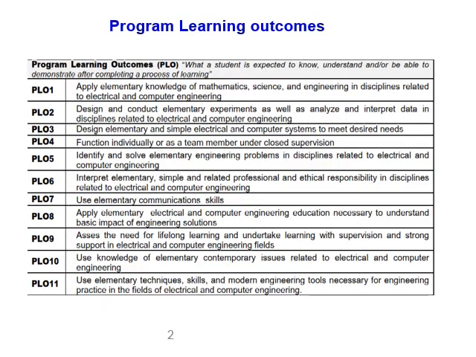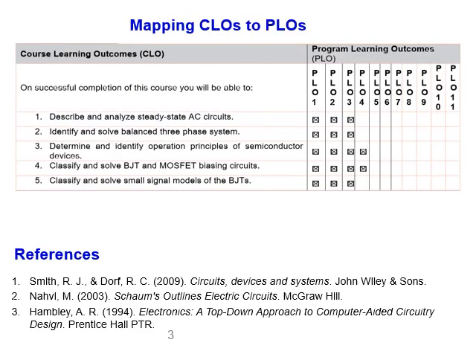Now, these course learning outcomes are supposed to be linked to program learning outcomes. As you remember, we have 11 program learning outcomes, and the 5 course learning outcomes I just mentioned are related to these 11 program learning outcomes.